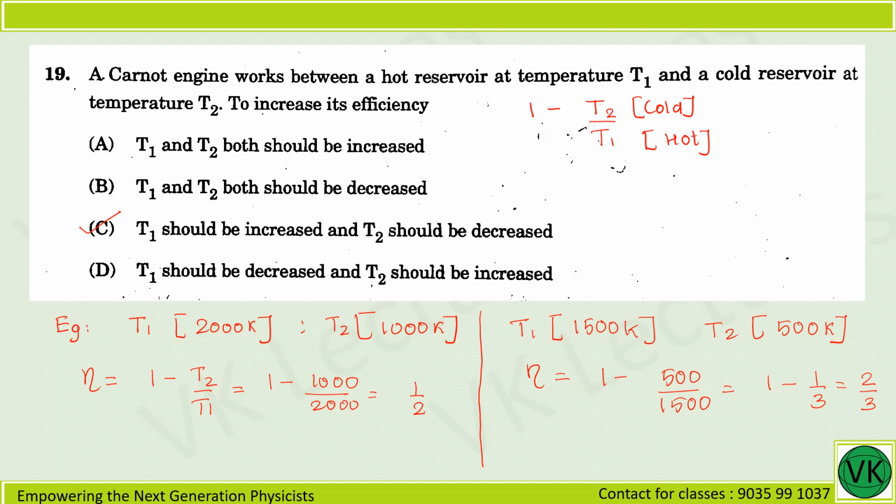So here the 1 by 2 is 50% efficiency. Now here we have got 2 by 3, which is 66.67% efficiency. So when both the temperatures are decreased equally, even then your efficiency is increased. Okay, so according to the question, even when both T1 and T2 are decreased, this is also a possible answer.